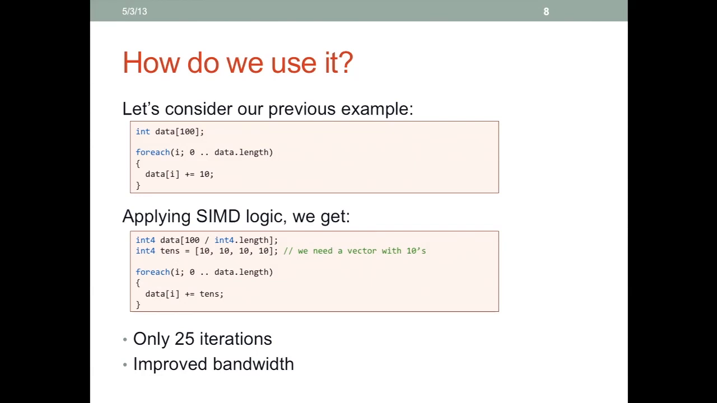So applying SIMD to a previous little example here, where we just iterate over 100 things and add some to them, if we apply SIMD logic, we can declare an array of int4s instead, which is instead of 100 elements, 100 elements divided by 4 long. And since SIMD needs to operate on other SIMD types, we need to declare a variable containing four tens. And then we can iterate over only 25 times instead of 100 times, adding four tens to each four at a time. So now we only have 25 iterations, and this improves bandwidth since it can work on 16 bytes of data at a time rather than just the 4 for an int. So that's good.